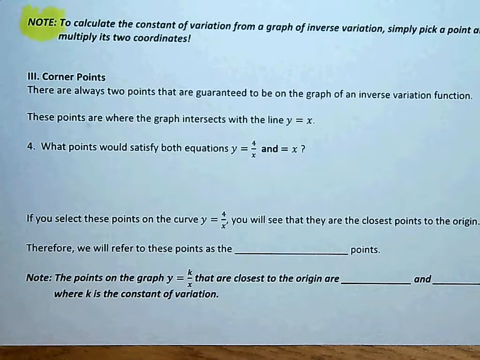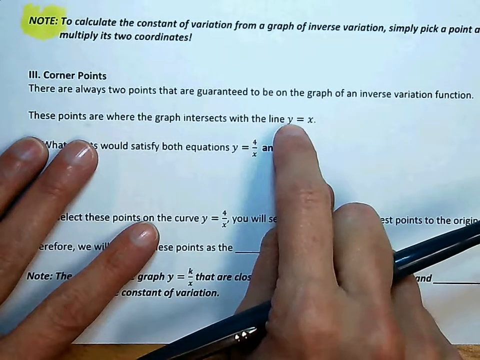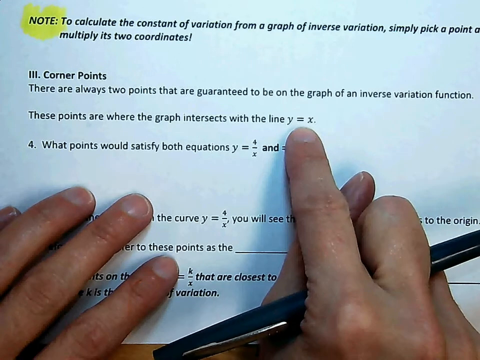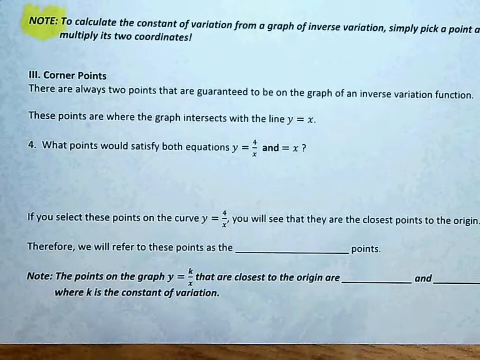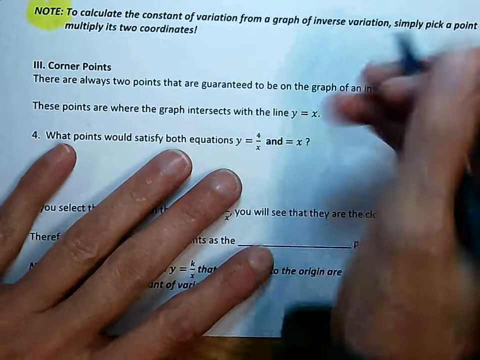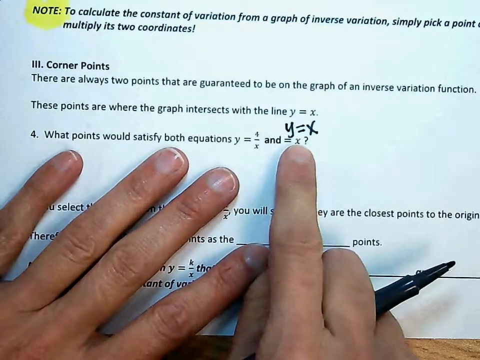Okay, so corner points are where the graph intersects the line y equals x. So if y equals x, that means if x is 2, what is y? 2. If x is 10, what is y? 10, exactly. They have to be the same. So this right here, ladies and gentlemen, is supposed to be y equals x. It's a goof, so please change that on your notes.